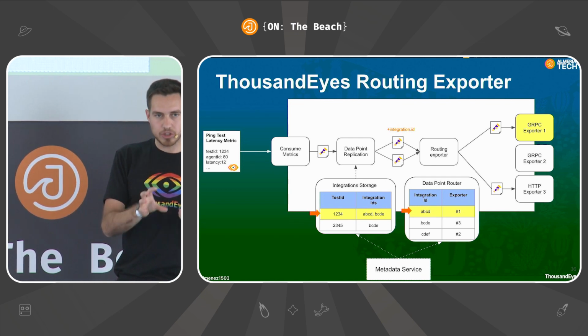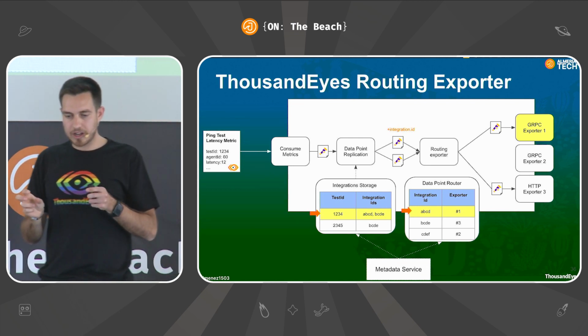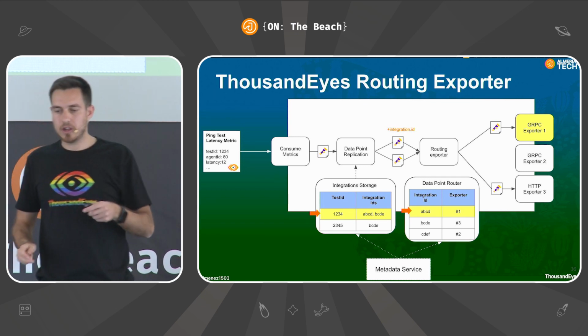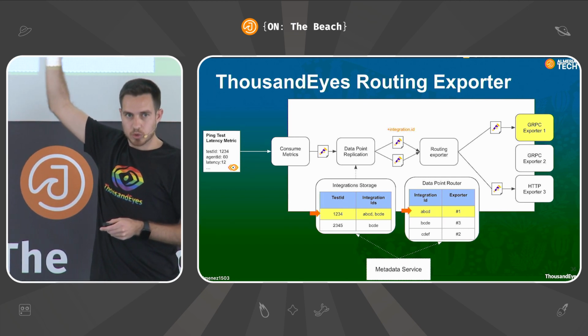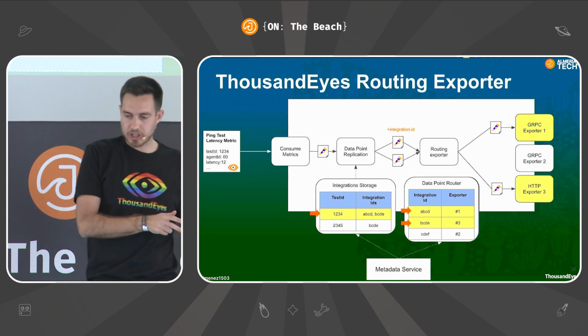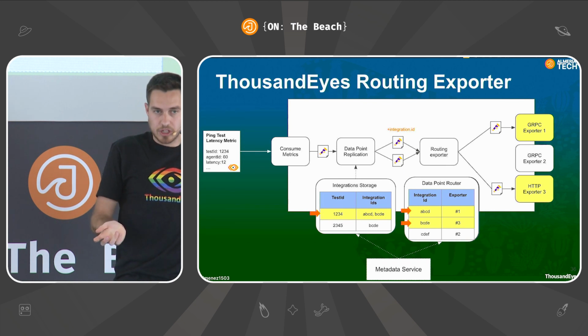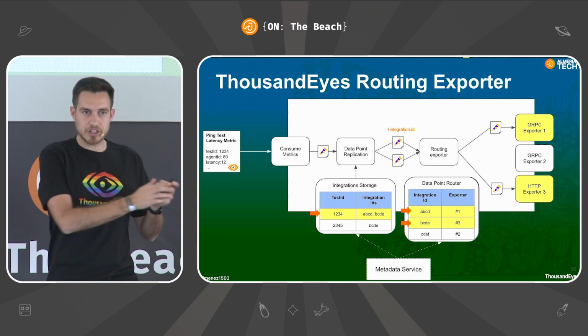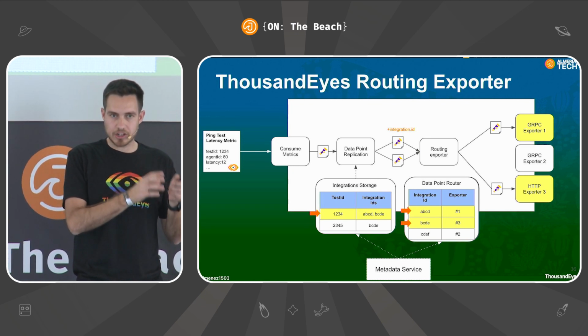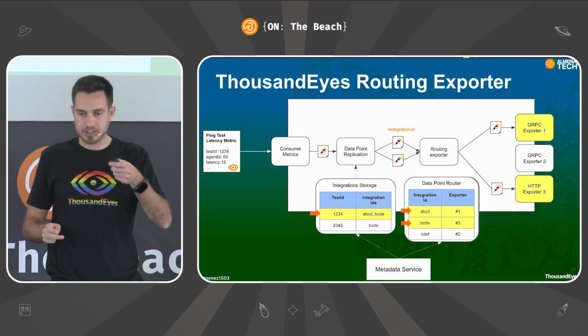Now, in our router exporter, what we are going to do is decide that one integration ID goes to exporter 1, so we are sending that data to that exporter. And the other integration ID goes to exporter 3, which is using an even different protocol, and that one is sending the data to its target. This is how we make sure that multi-tenancy works.